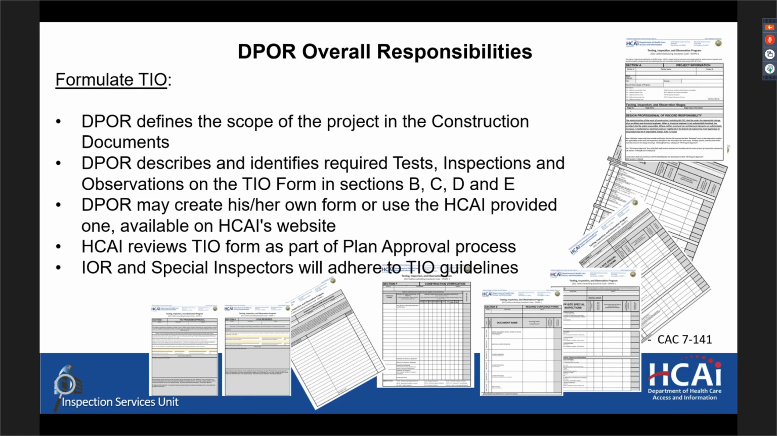Any DPOR could create his or her own form if they want to, but most use the HCI provided form, which is available on our website and is always submitted during the plan review process for initial plan review, and then resubmitted to the compliance officer once the project has reached plan approval. HCI does review the TIO form as a plan approval process, and then it is reviewed at a later date by field staff. And IORs and special inspectors are required to adhere to the TIO guidelines.